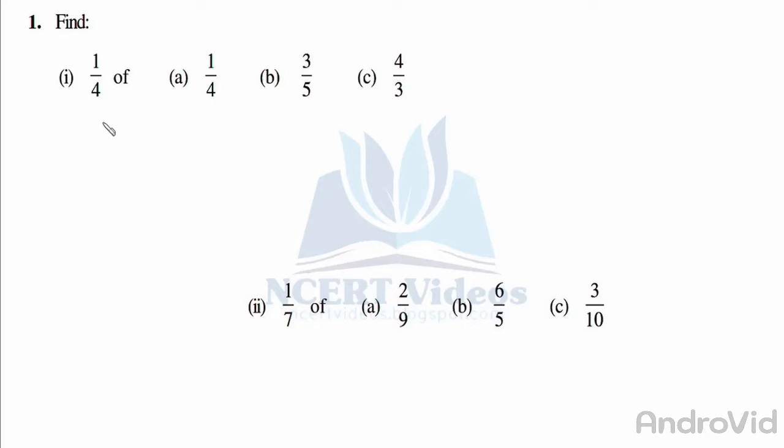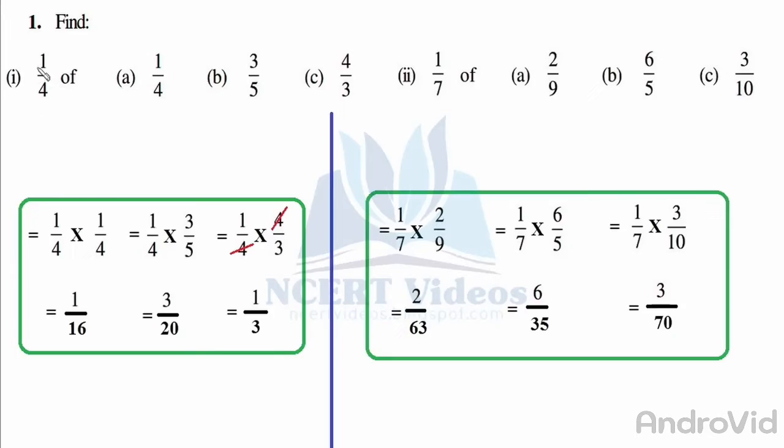Question 1. Find 1 by 4 of 1 by 4, 3 by 5, 4 by 3, and 1 by 7 of 2 by 9, 6 by 5, and 3 by 10. So we have done this type of question. Of means multiplication. So we will write all of them here.